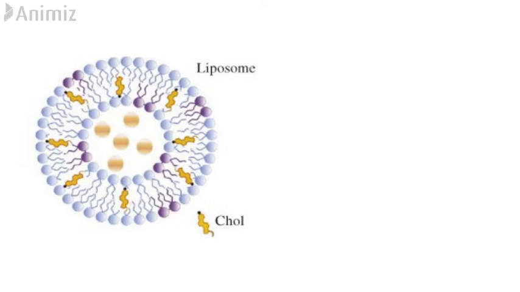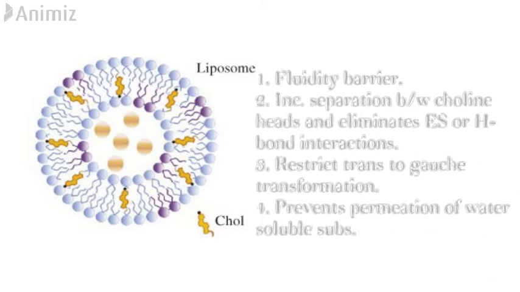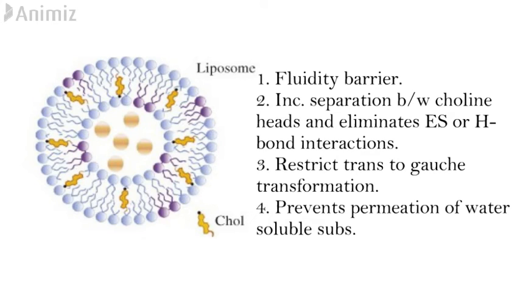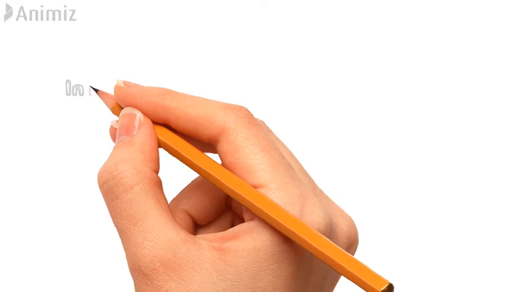Sometimes cholesterol is added in liposomes, which acts as a fluidity barrier, increases separation between choline heads and eliminates electrostatic or hydrogen bond interactions, restricts trans to gauche transformation, and prevents permeation of water-soluble substances. Now let's see how they attain a spherical shape.